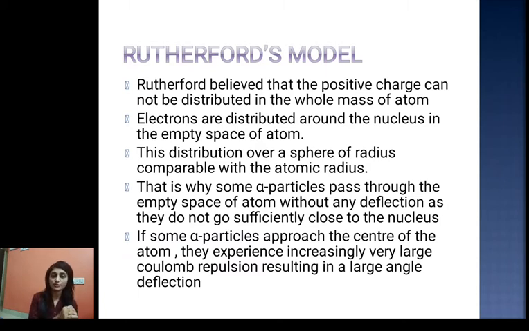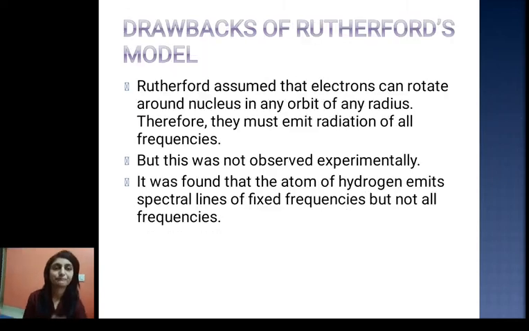See, the nucleus is positively charged. Alpha particles are also positively charged. So if alpha particles go close to the nucleus, they will experience a repulsive force. Now, if some alpha particles approach the center of the atom, they experience increasingly large Coulomb repulsion, and that results in a large angle of deflection.